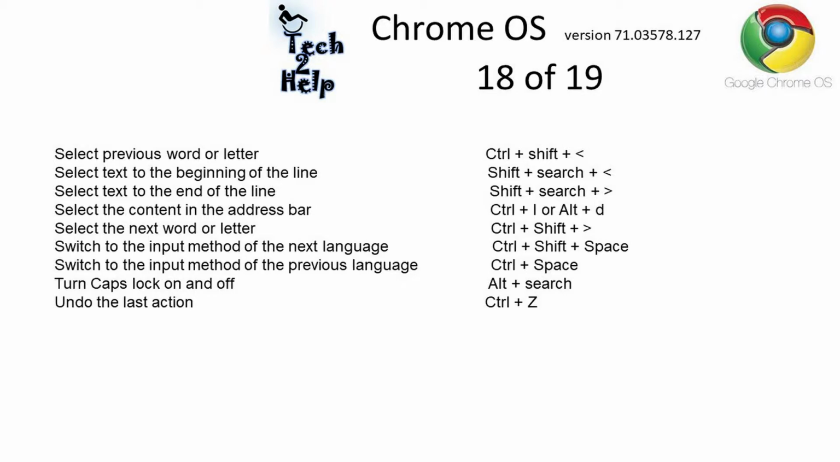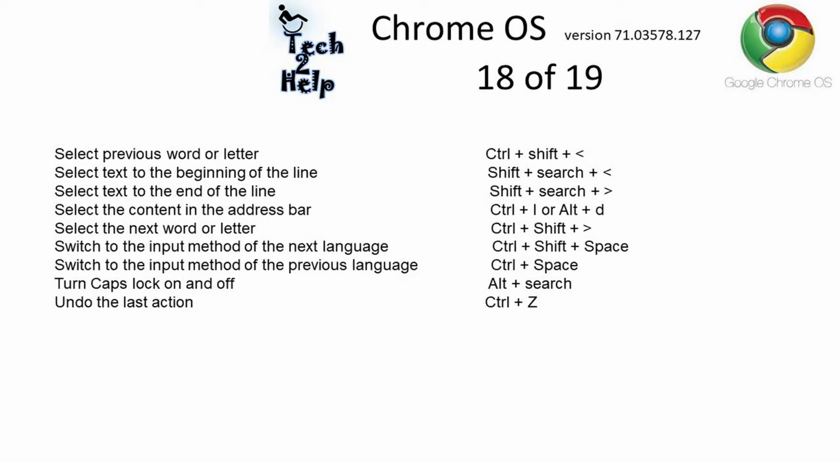Select text to the beginning of the line: Shift plus Search plus. Select text to the end of the line: Shift plus Search plus. Select the content in the address bar: Control plus L or Alt plus D. Select the next word or letter: Control plus Shift plus. Switch to the input method of the next language: Control plus Shift plus space. Switch to the input method of the previous language: Control plus space.